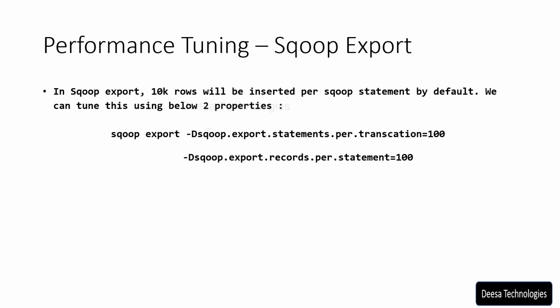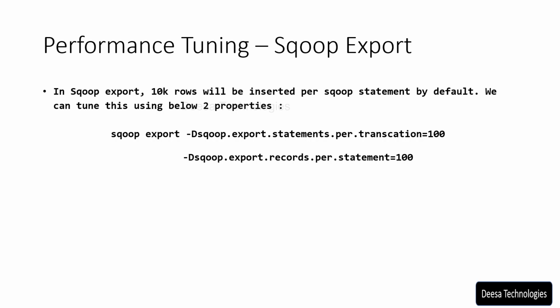Now, sqoop export records per statement means how many rows are inserted per insert statement. Here we are saying 100 records, so 100 rows per SQL statement are inserted. The other is sqoop export statements per transaction. This property tells you how many insert statements are fired. If you say 100 statements, we are firing 100 insert statements.